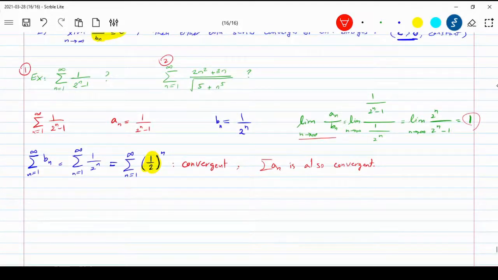Okay, so this number as the ratio is important. This number cannot be 0 or infinity. If it's 0 or infinity, then you can't really say anything about an and bn unless you have more information.